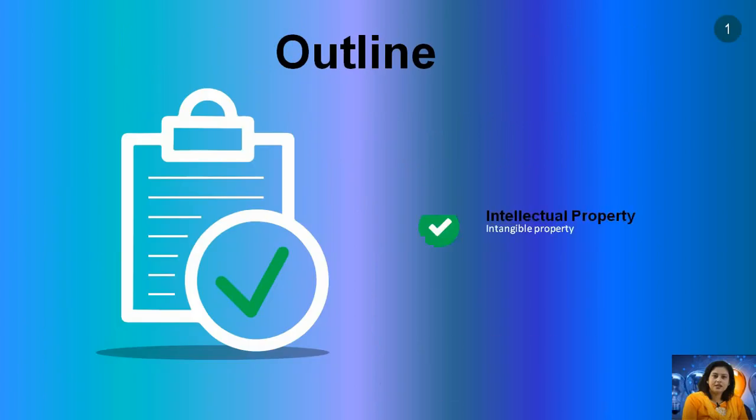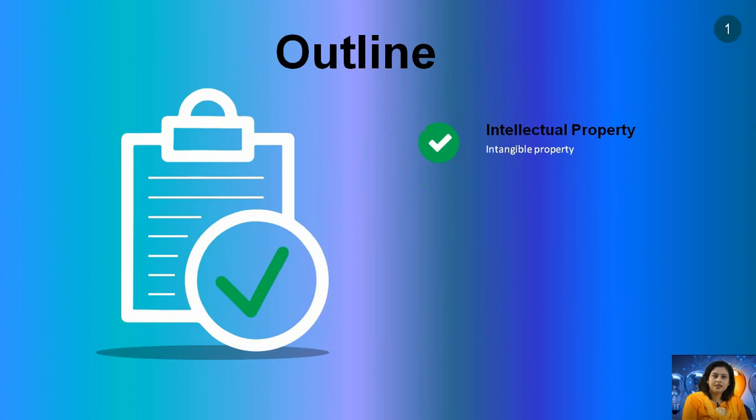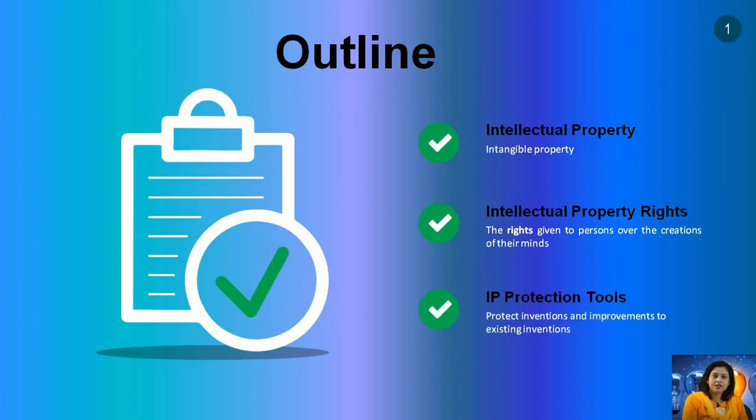So the outline goes like this. We will know what is intellectual property. Intellectual property means intangible property that is a result of creativity such as patents, copyrights, etc. Then intellectual property rights. These are the rights given to persons over the creations of their minds that usually give the creator an exclusive right over the use of his or her creation for a certain period of time. And IP protection tools. These protect inventions and improvements to existing inventions.